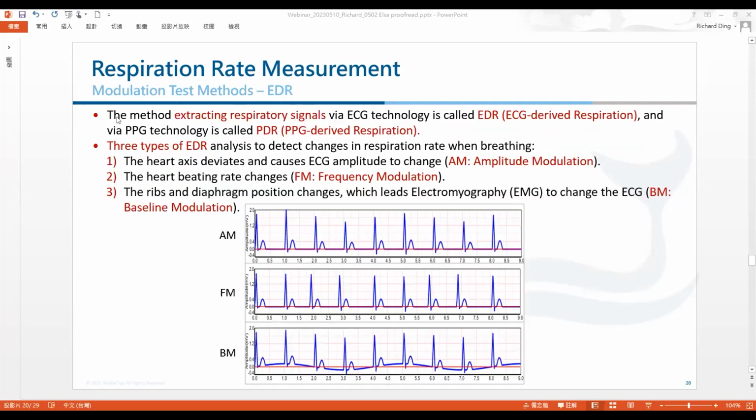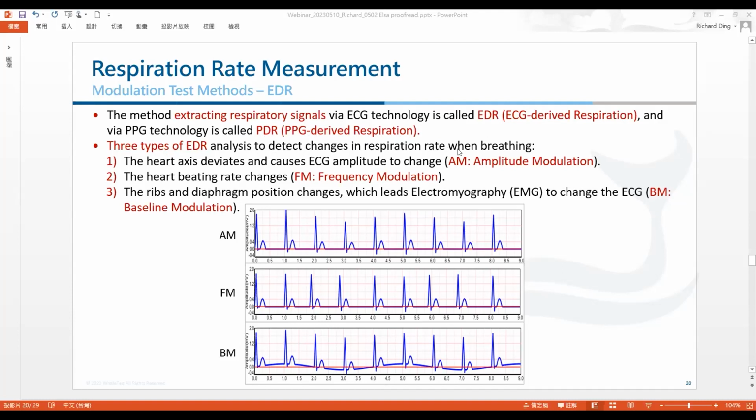Okay, the second way is the modulation test method. The method of extracting the respiration signal from ECG technology is called EDR. This is ECG derived respiration, and via PPG technology it is called PDR, PPG derived respiration. So there are two modulation methods, EDR and PDR. There are three types of EDR analysis to detect changes in the respiration rate.